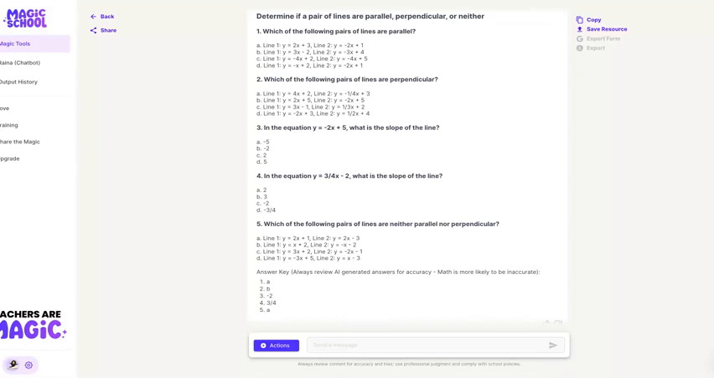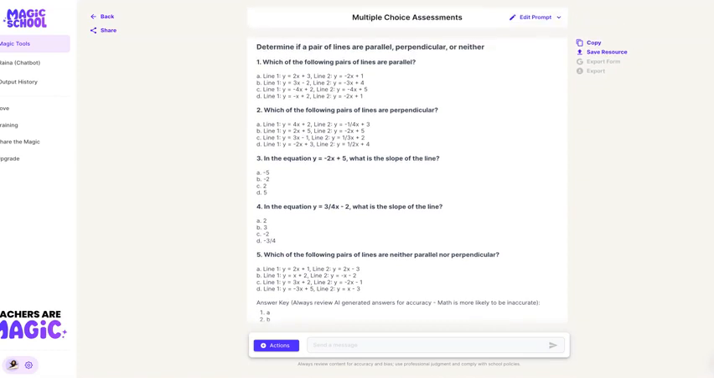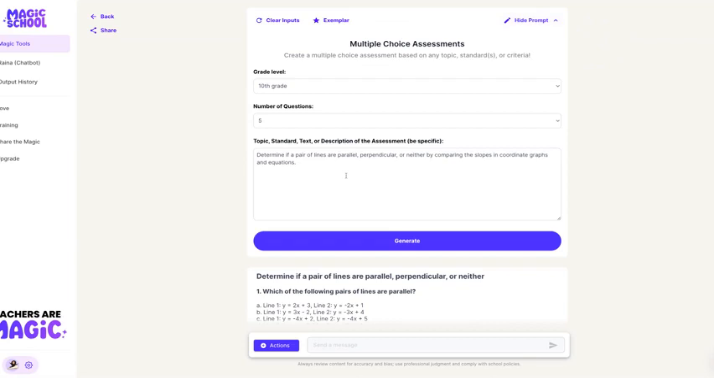However, maybe I want more specific questions. Maybe I'm looking for questions that only have to do with parallel lines. Maybe I want a variety of equation types. You can always go back to edit your prompt. You'll also notice that this standard mentions coordinate graphs, and the software did not provide any coordinate graphs. This particular software doesn't have that capability. There may be other AI technologies out there that do, but this particular type of tool does not offer that. So I'm just going to stick with equations.